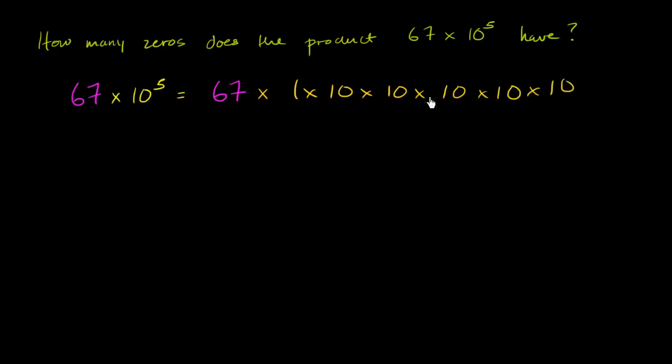And we already figured out exactly what this is. If you have 1 multiplied by 10 5 times, this right over here is going to be 1 followed by 5 zeros. 1, 2, 3, 4, 5. So it's going to be 100,000.